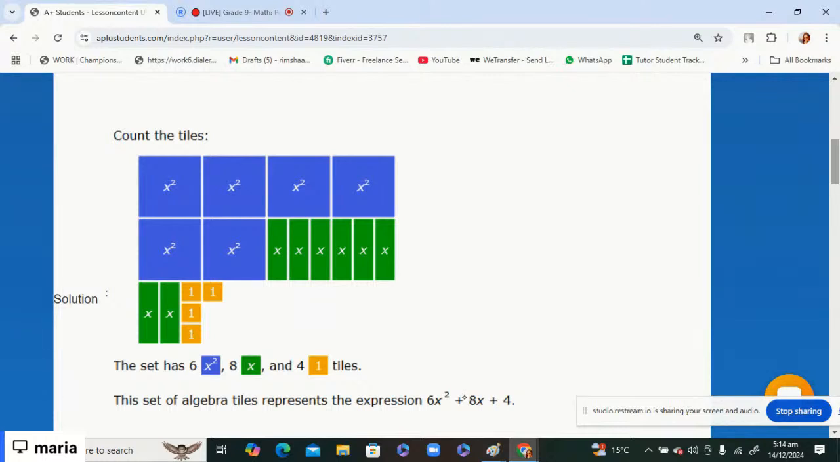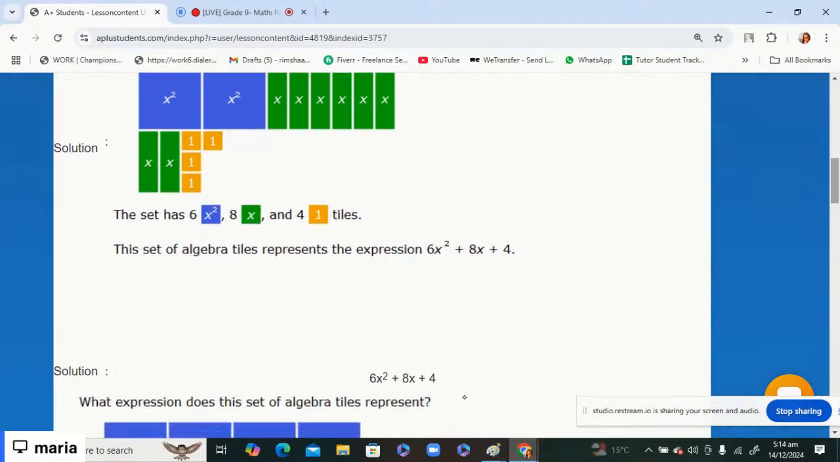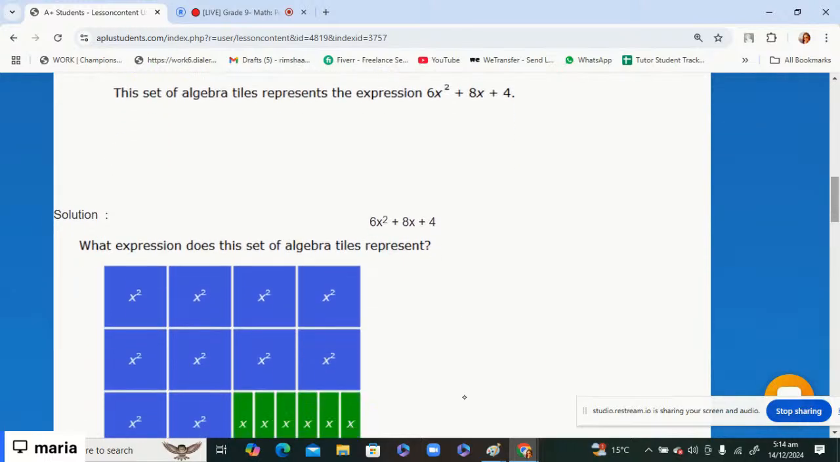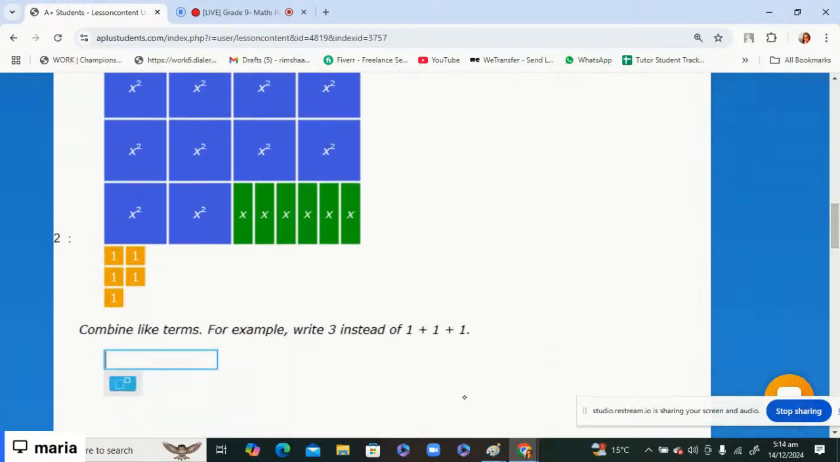6x square. How many x? 1, 2, 3, 4, 5, 6, 7, 8, 9. 8x. And how many 1s? There are 4. So you're putting 6x square plus 8x plus 4. That's it. This is basically the expression from the tiles.